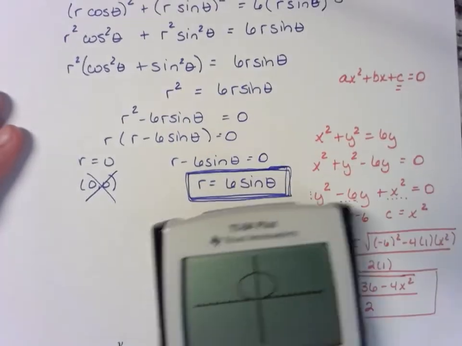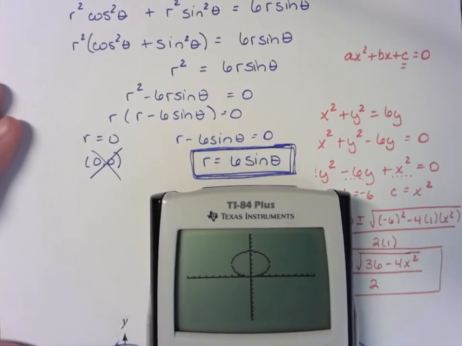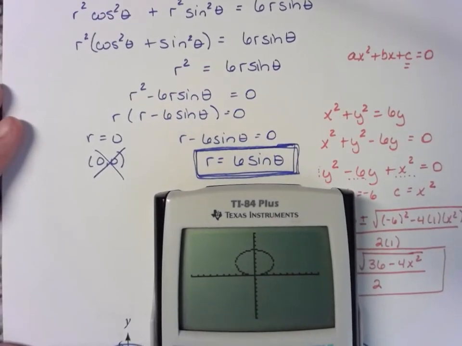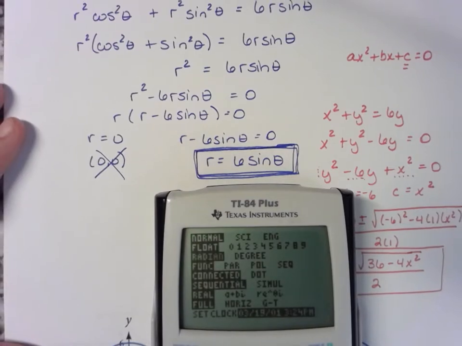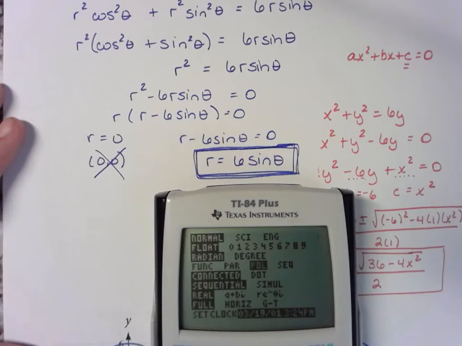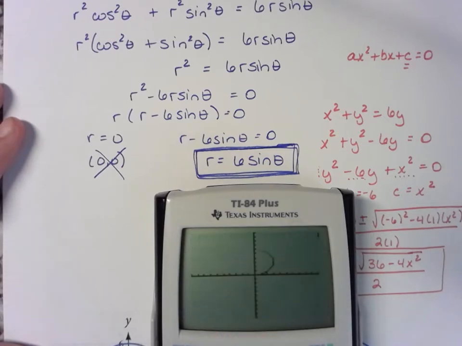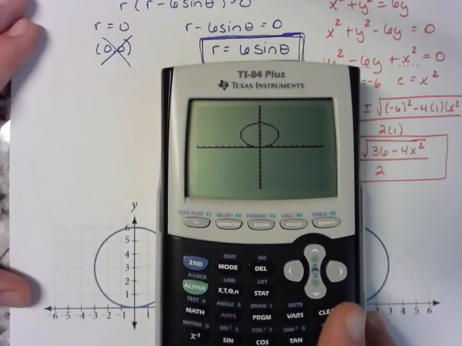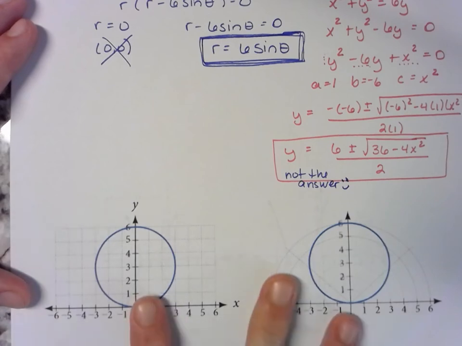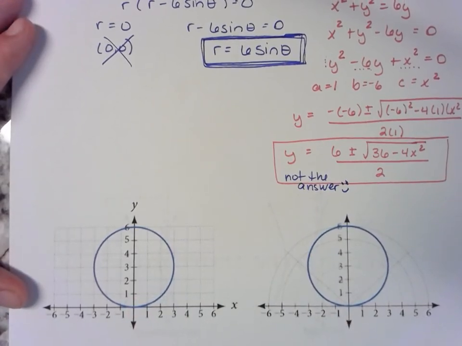So what if we put in our 6 sine theta as our polar equation? Change the mode to polar, go to y equals 6 sine theta, and graph. We get the same graph as whenever we graphed the rectangular one. Both of these represent the same picture.